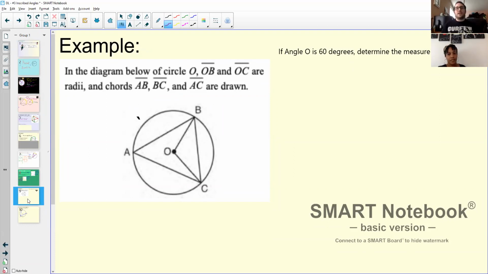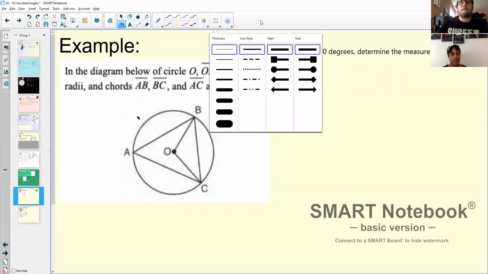So before you do anything, I know this looks like a crazy picture. What should you always do in addition to reading the problem first? What should you always do? Annotate, yes. So what could I do? What can I write on this picture? Yeah, mark up your diagram.